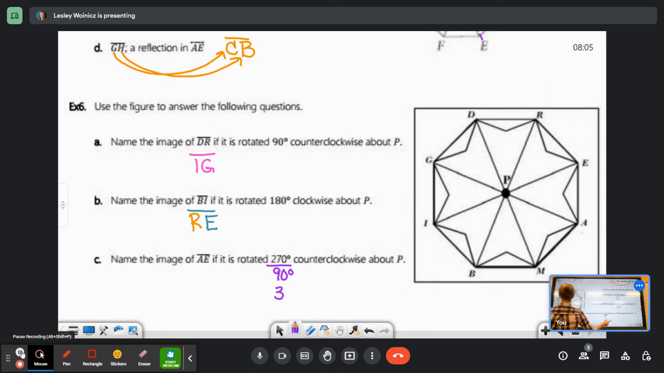AE. Okay, so if I rotate A 90 degrees once, it goes to R. If I go twice, it goes to G. 3 times, it goes to B. So A goes to B.